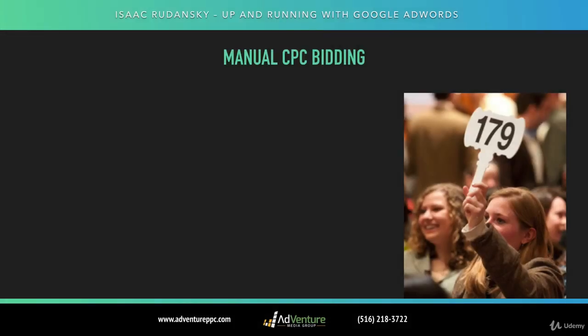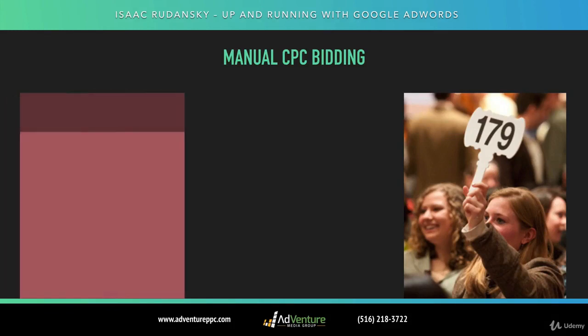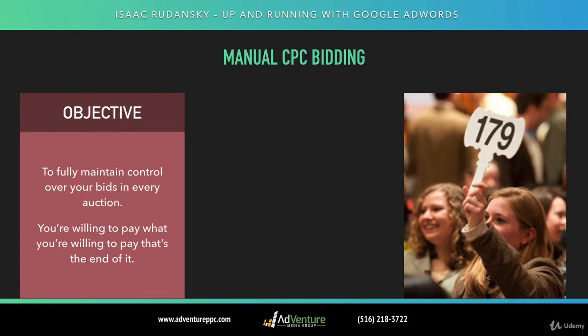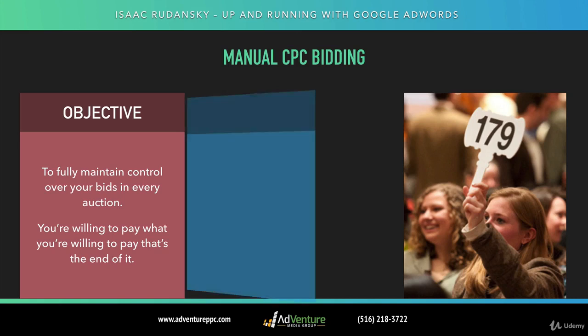Let's talk about manual CPC bidding. Simple enough, with manual CPC bidding the objective is to fully maintain control over the bids in your auction. You don't want Google doing their thing, figuring things out for you. This is what you're willing to pay for a click, and that's the end of it.